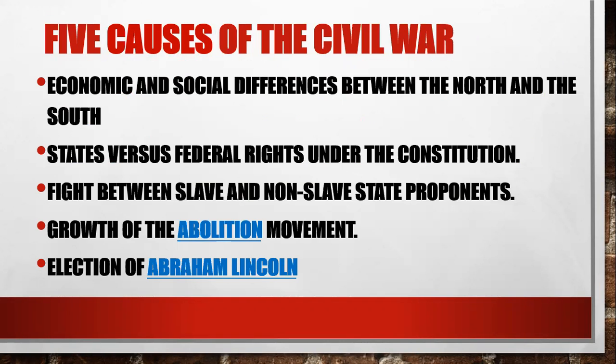There are five main ones, and we're going to take a look at the basis of these five things. So, economic and social differences between the North and the South, states versus federal rights under the Constitution, a fight between slave and non-slave state proponents, growth of the abolition movement, and the election of Abraham Lincoln. All right, so let's go ahead and get into this a little bit now.